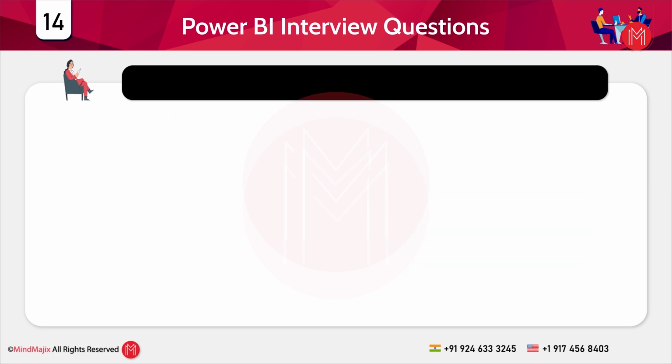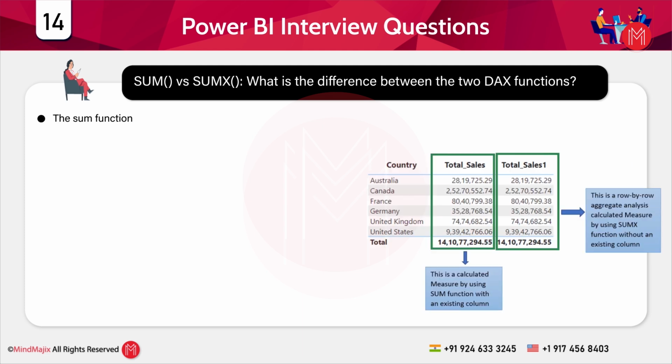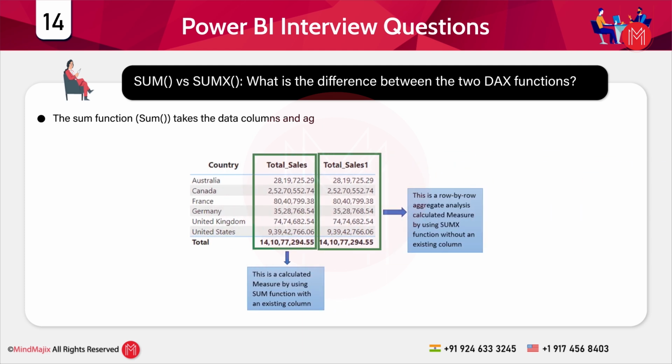So now let's move on to the next question. What is the difference between these two DAX functions? Those DAX functions are SUM and SUMX. The SUM function takes the data columns and aggregates them totally, but the SUMX function lets you filter the data which you are adding. So basically, with SUMX you have to pass the table and the expression, where the table contains the rows for calculation and the expression is a calculation that will be evaluated on each row of the table.